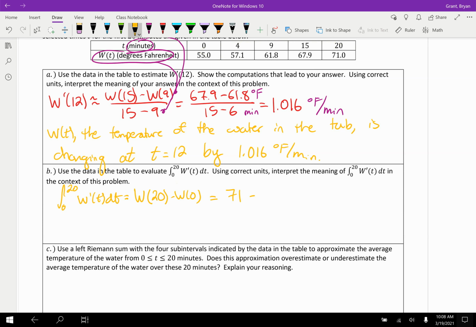W of 20 is 71. W of 0 is 55. Again, if you're not comfortable, if you ran out of calculator time or something, just leave this as your answer. But if you want, you can do that on your calculator and you'll end up getting 16.